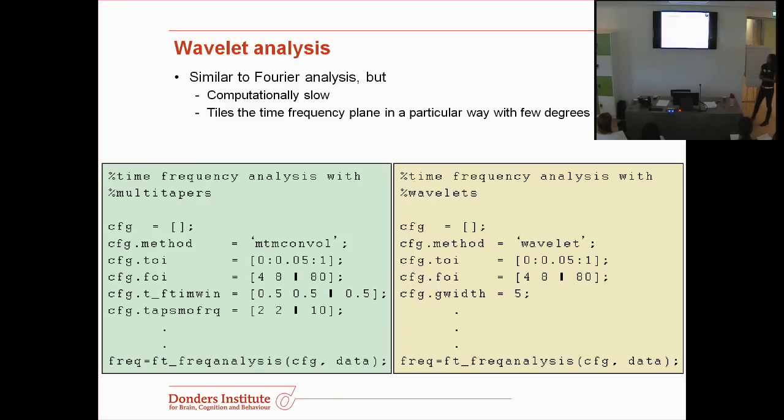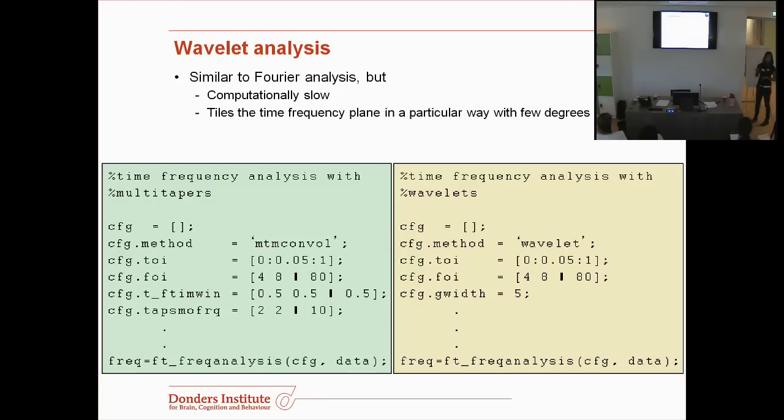We're just going to compare what's the difference between doing a wavelet analysis and using multi-tapers. So on the left, you specify the method MTM convol, and then you have to specify your time points, your frequency points, and also your sliding window, and how much smoothing you want. When it comes to wavelets, you also have to specify the time points and the frequency points, but then all you have to do is specify the width. There's the smoothing, the time windows. Well, you don't need to think about that.